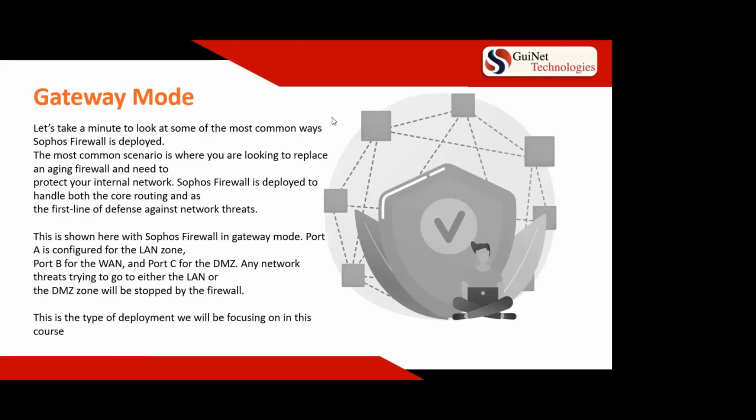All right. So this is shown here. Sophos firewall is in gateway mode as in the previous diagram. Port A is configured for the LAN zone, and port B is configured on the WAN zone, that is your internet. And port C is configured as one of the secure zones, the DMZ zone. Any network threat trying to go through the LAN zone or DMZ zone will be stopped by the firewall and its policy. This type of deployment is what we will focus on throughout this course.